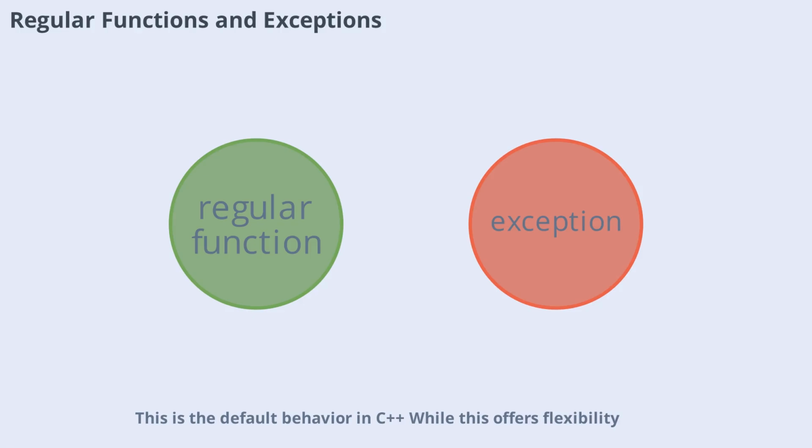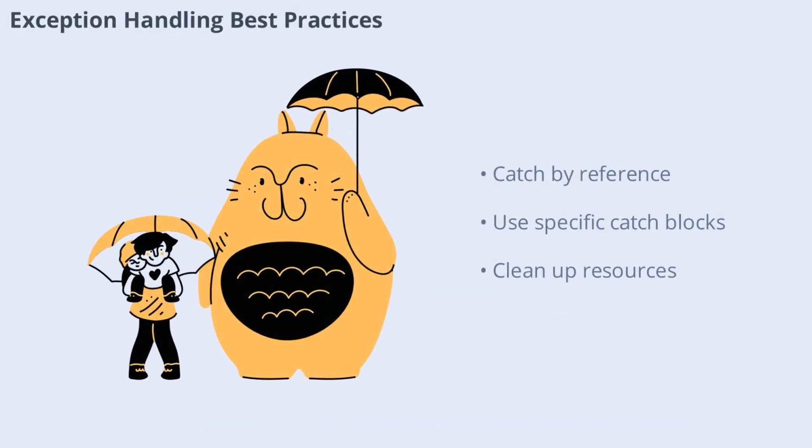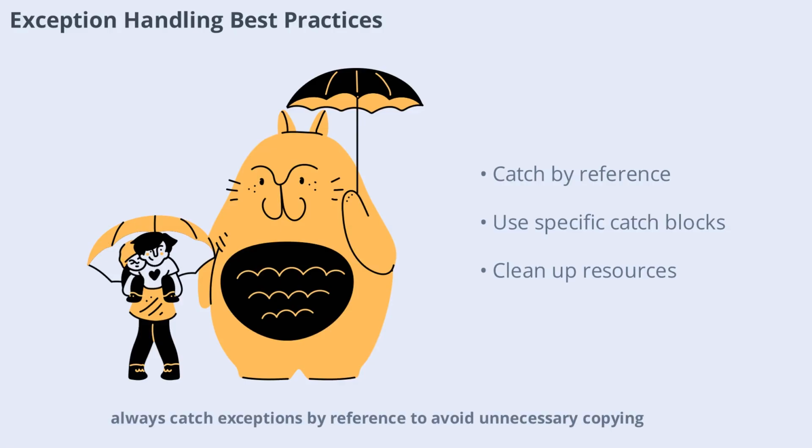While this offers flexibility, it also means you need to be careful and ensure you have appropriate catch blocks to handle any exceptions that might be thrown. When using exceptions, always catch exceptions by reference to avoid unnecessary copying. Use specific catch blocks for known exception types and a catch-all block for unexpected errors. Clean up resources in destructors or use smart pointers to prevent memory leaks when exceptions occur.